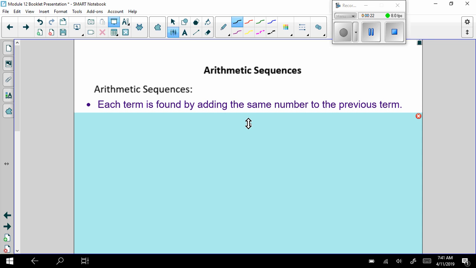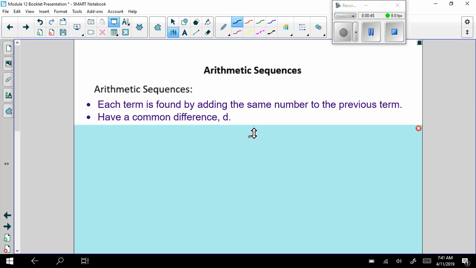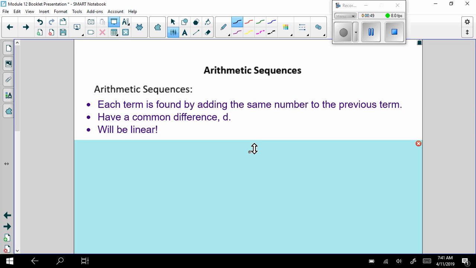So the arithmetic sequences, the key thing is that each term is found by adding the same number to the previous term. So I'm going to add 3, add 3, add 3, add 3. Or I could add a -2, add a -2, add a -2. So if I'm subtracting, I just think of it as adding a negative. This means that they have a common difference, which we label as d, and these will always be linear.